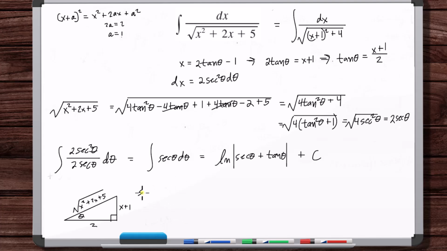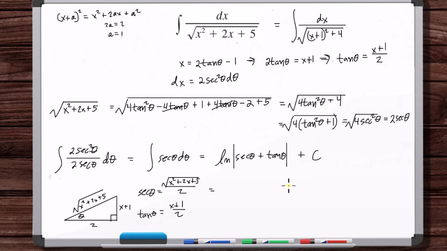So secant theta is equal to, secant is the reciprocal of cosine. Cosine is adjacent over hypotenuse, so this is going to be hypotenuse over adjacent. Tangent theta is what we just wrote out over there.